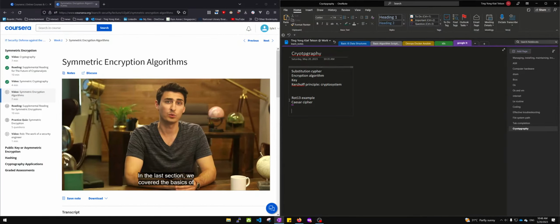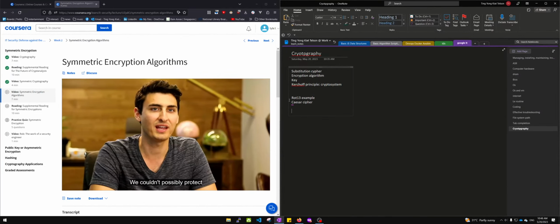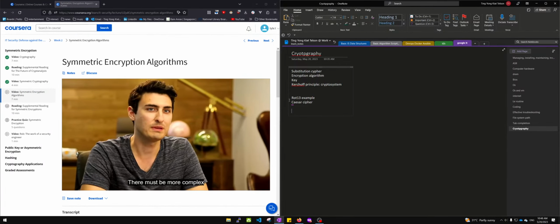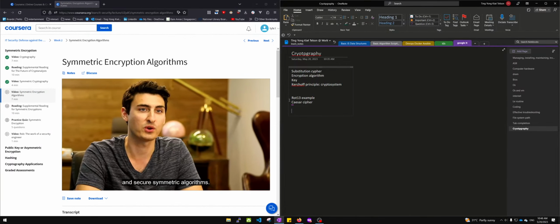In the last section, we covered the basics of what exactly symmetric encryption algorithms are, and gave a basic example of the Caesar cipher, a type of substitution cipher. We couldn't possibly protect anything of value using this cipher, though, right? There must be more complex and secure symmetric algorithms.